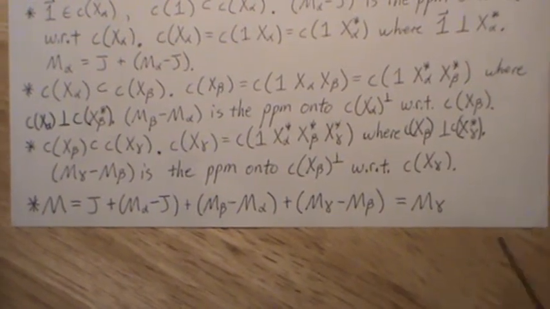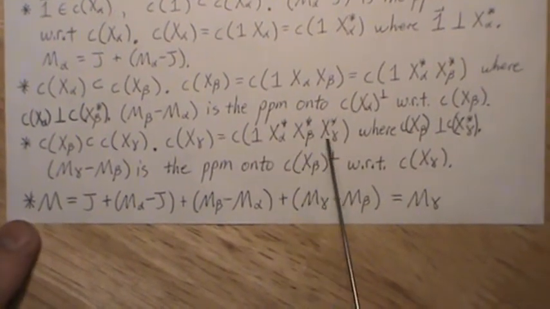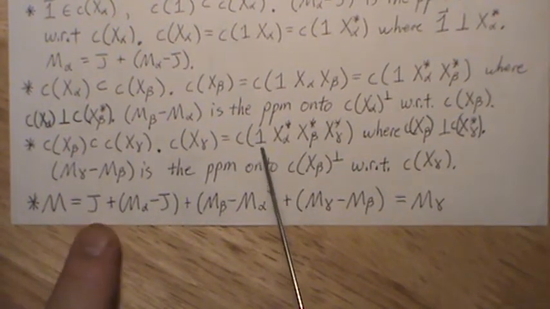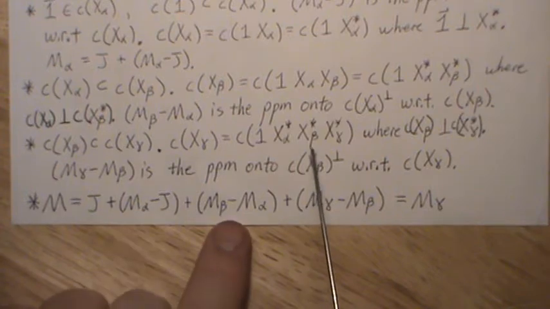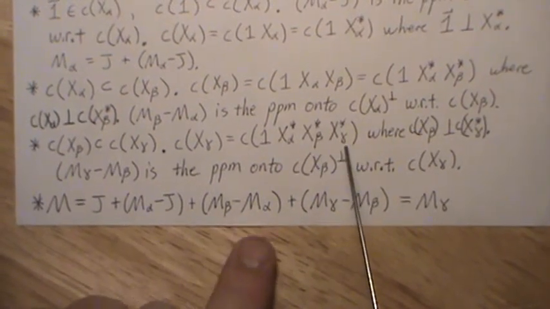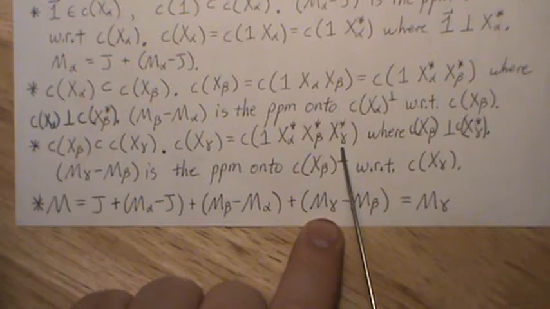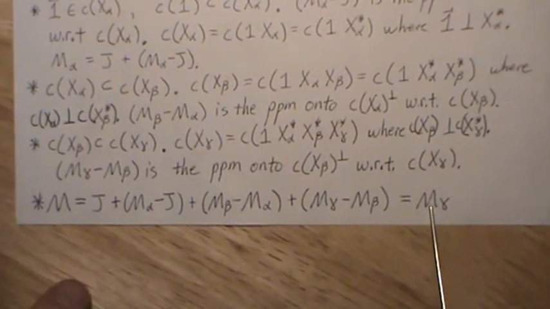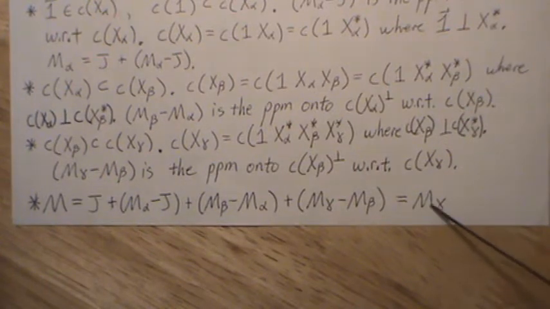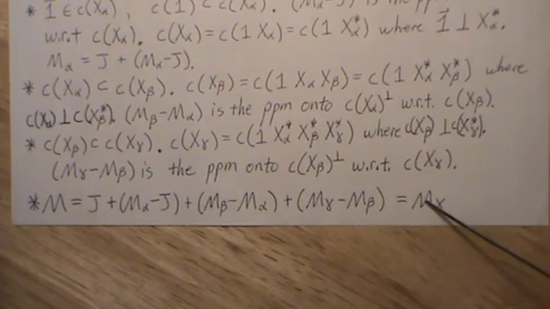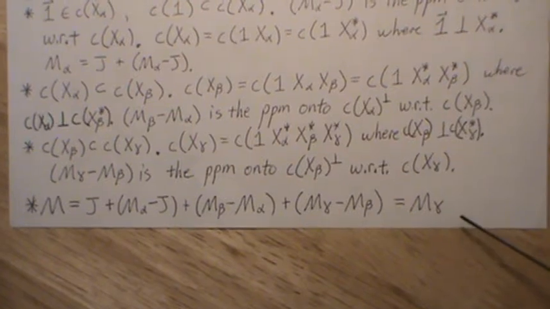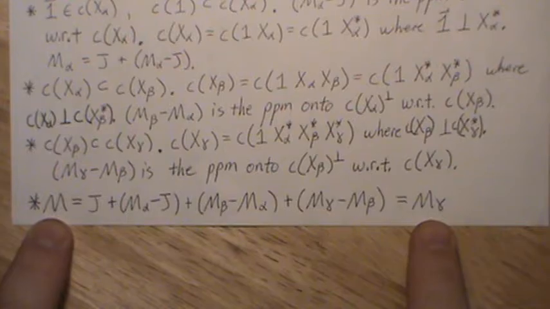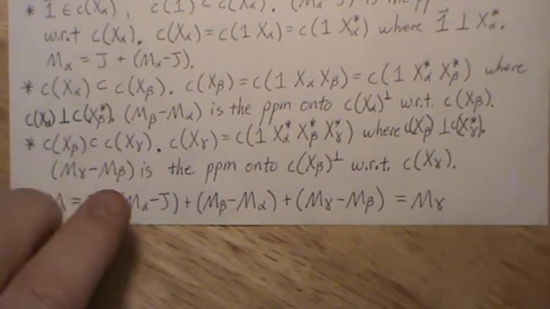But then you can create column spaces. These are all orthogonal, so it's the addition of those perpendicular projection matrices. J, M alpha minus J, M beta minus alpha, and then this is M gamma minus beta. But notice that they all cancel and just equals M alpha. And that makes sense because the column space of X gamma is actually equal to the whole column space. So it makes sense that these perpendicular projection matrices are equal.